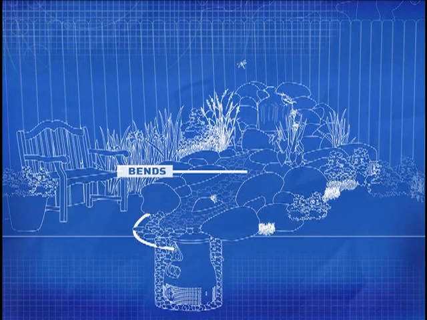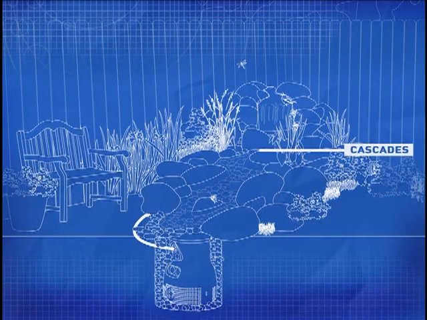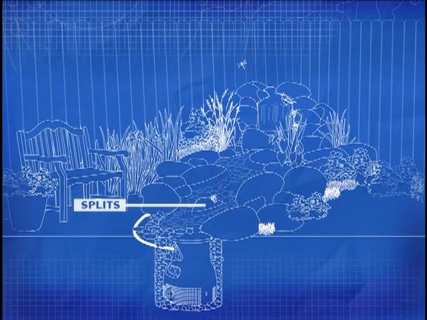Bends make the water feature look more natural and provide opportunities for direction changes. Cascades are a smaller series of waterfalls that create movement and sound. Splits are caused by obstacles in the watercourse and provide visual interest.